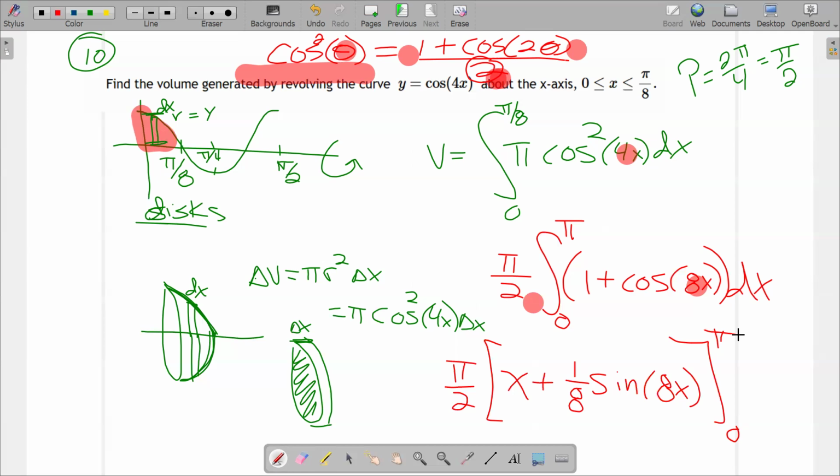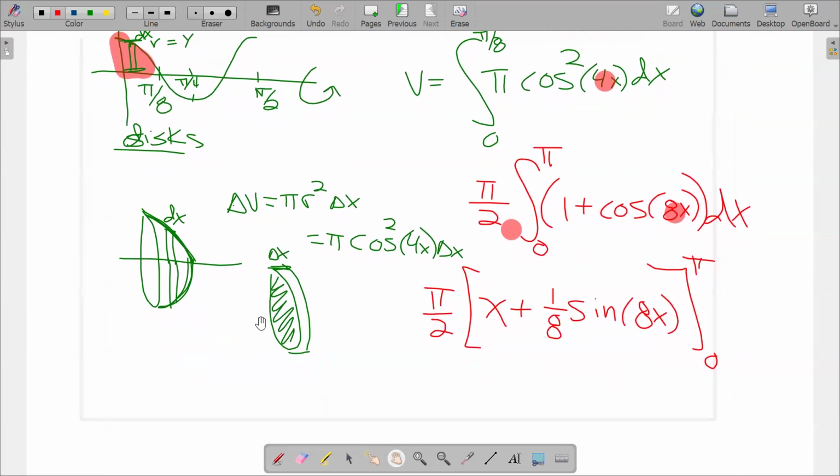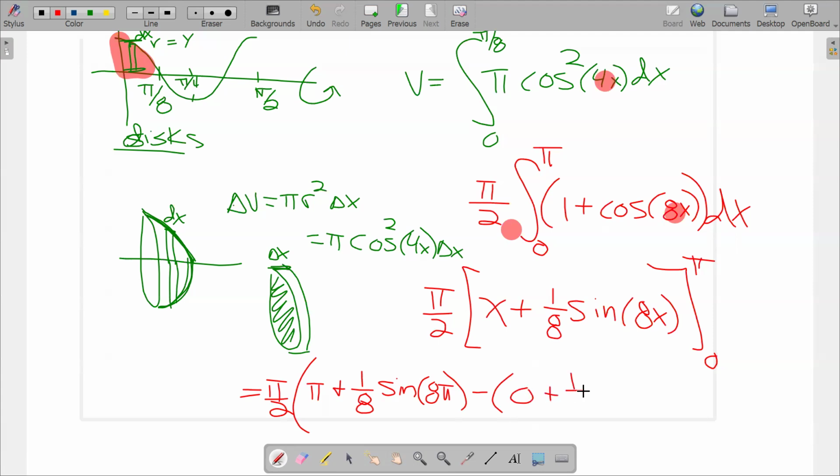And again, these are kind of nice numbers. I'm just stuck with a bunch of pi's. So I'm going to evaluate this without a calculator again for fun. So evaluating this, we're going to get pi over 2 times plugging in pi plus 1/8 sine of 8 pi, and then minus parentheses plugging in 0 there.